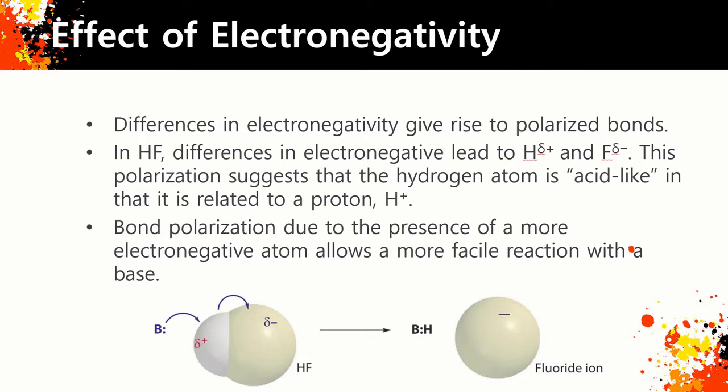So bond polarization due to the presence of a more electronegative atom allows a more facile reaction with a base, right? So now we can see that a base can come in and pull our proton, that is delta positive, and breaks our hydrogen fluoride bond. So the arrow would start on the bond and end on the fluorine, which is delta negative, and so we end up with the fluoride ion, which is our conjugate base, and our conjugate acid.